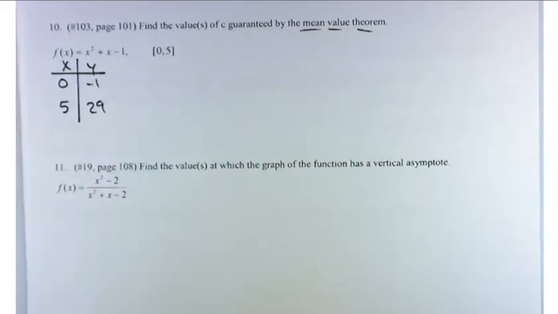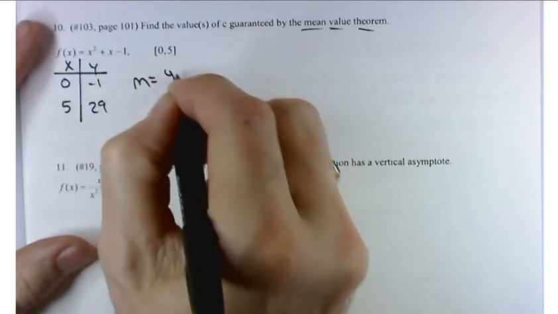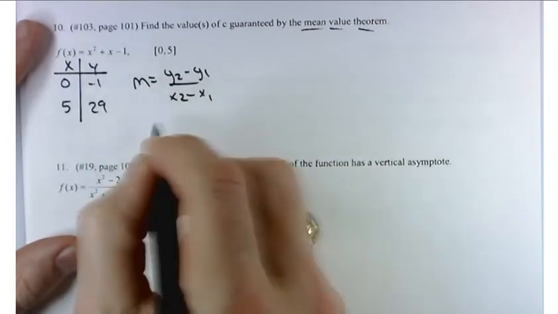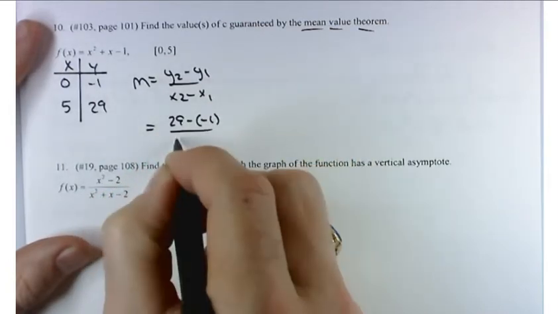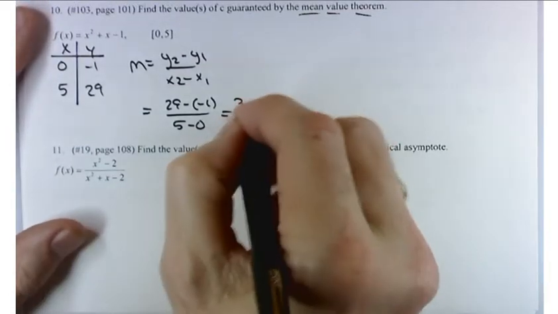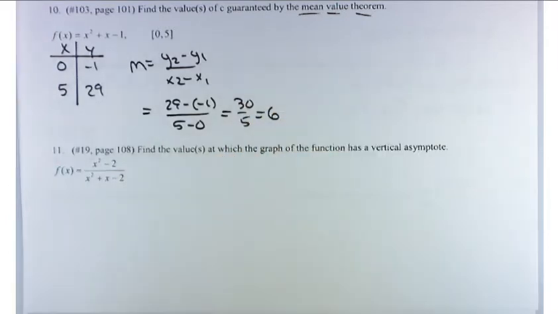And I want to find the slope of that line. So the slope of the line between those 2 points is going to be the slope of the secant line. So how do we calculate slope? Well, that's y2 minus y1 over x2 minus x1. In this case, 29 minus negative 1 divided by 5 minus 0. Isn't that special? It works out nice and even. 30 over 5 is a slope of 6 for the slope of the secant line.